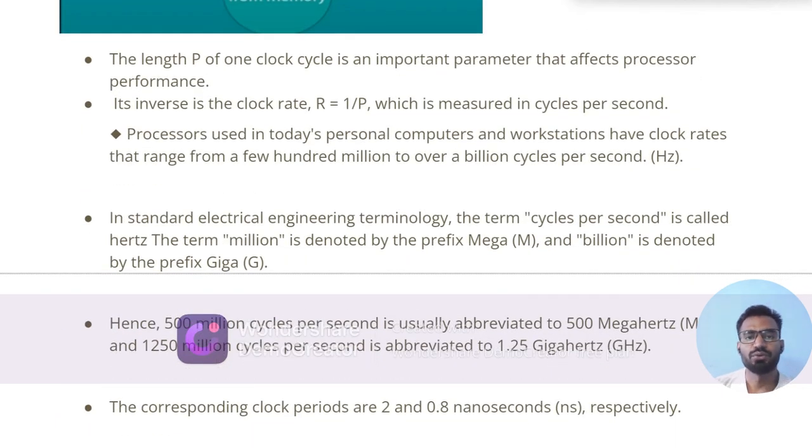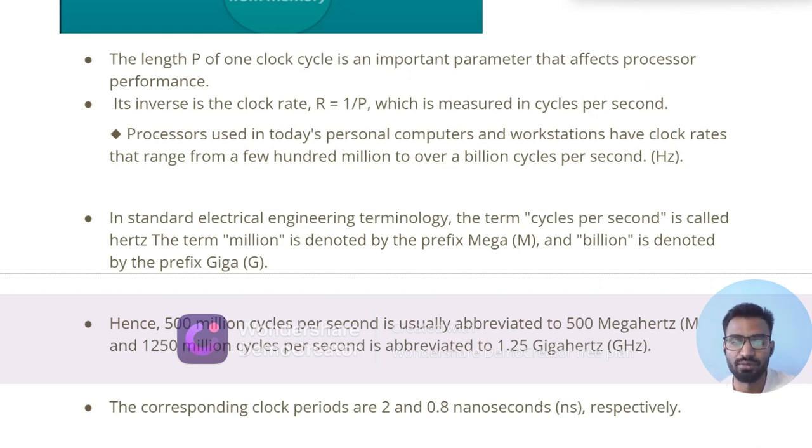The length P of one clock cycle is an important parameter that affects processor performance. P is nothing but the processor performance. It is inversely proportional to the clock rate. Obviously, if the clock rate is high, the clock cycle length should be less.